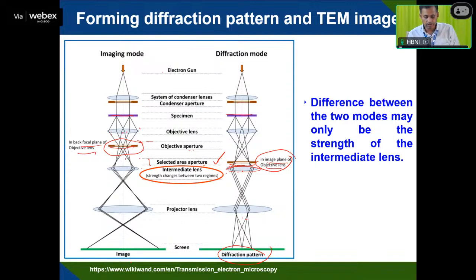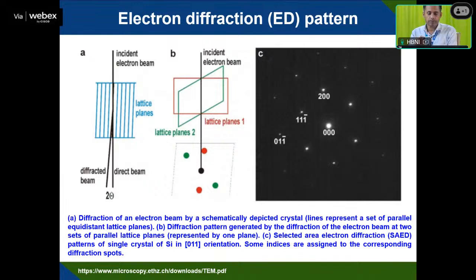You can see on the selected aperture that the focus point is here in this case, but here it is on the intermediate lens that is selected here. So the basic difference between imaging and diffraction will be the strength of the intermediate lenses used here, from the electron microscope, the TEM, that produces the diffraction pattern.